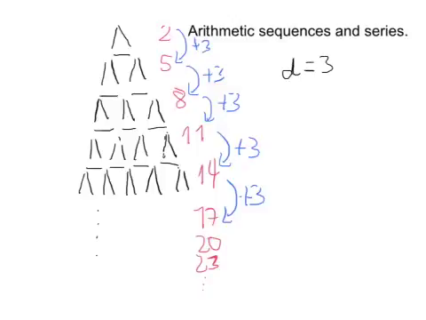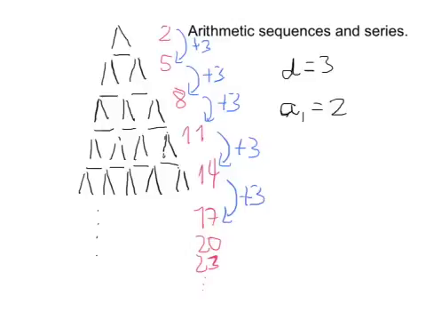And you can always obtain the difference by taking any 2 consecutive terms and subtracting. For example, 8 minus 5 gives you 3. 11 minus 8 gives you 3. 14 minus 11 gives you 3. Another very important piece of information that I need, apart from the difference, is going to be the first term. And I call that normally A1. And in this case, the first floor, the first level, has 2 cards.